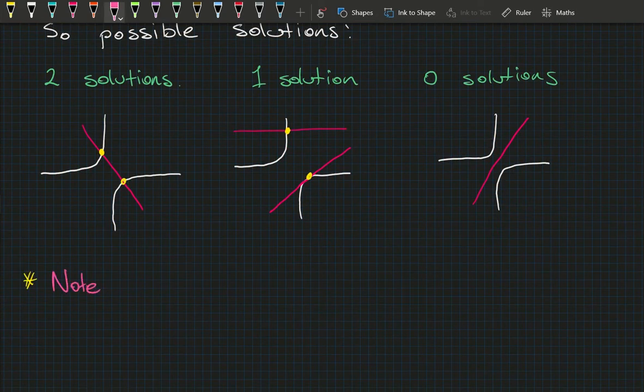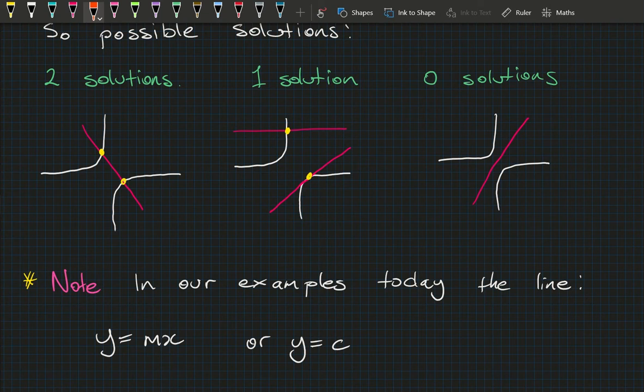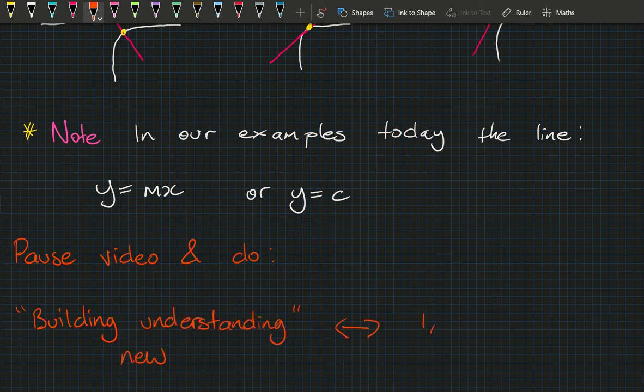But just note that in our examples today, the line will be either y equals mx or y equals c, which are much easier problems. But I'm hoping that you will consider something a little bit more challenging like this in our challenge. Alrighty, before we get on to challenges and the other examples, you really should pause the video now and do the building understanding questions in the new book, which translates to questions 1, 2, 3, and 4 in the old book. And then we can get on to the next section.